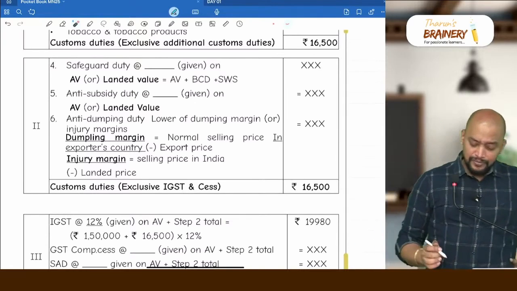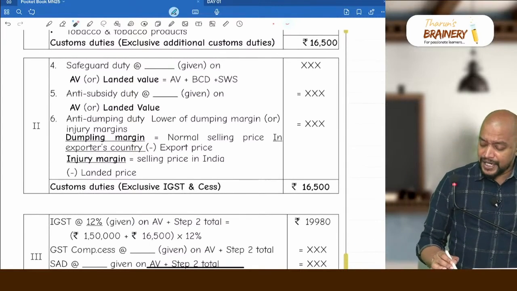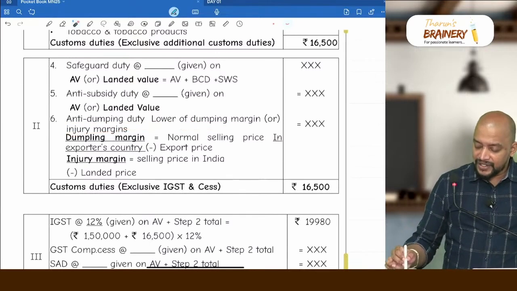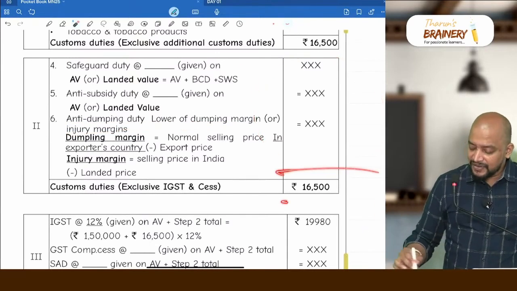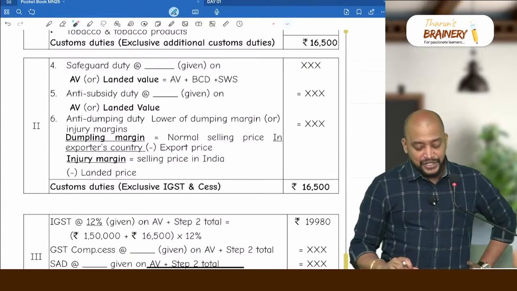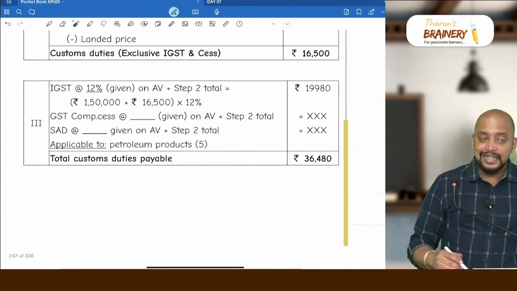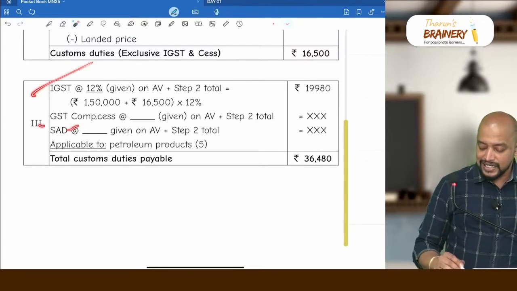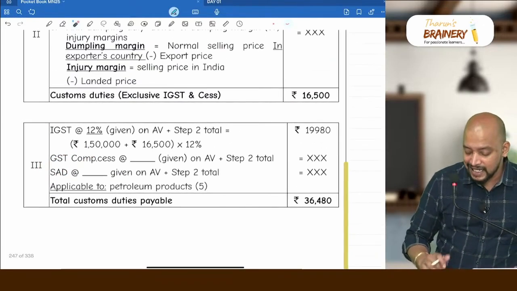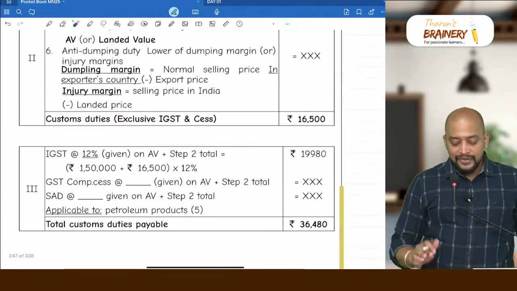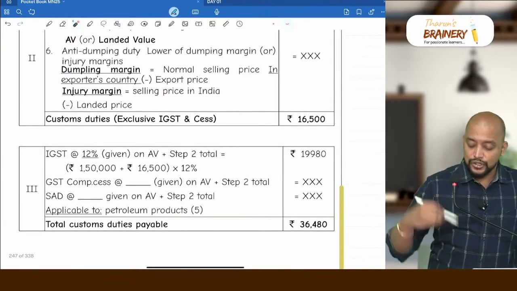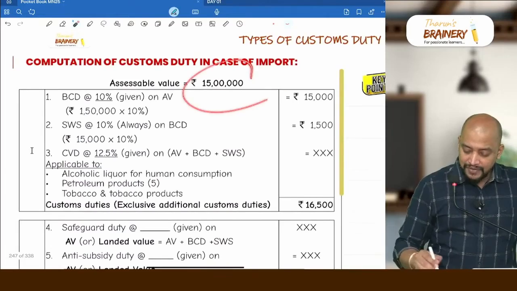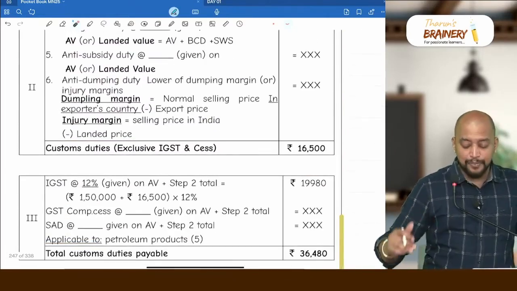Now next, we need to take anti-dumping duty, which is the lower of dumping margin or injury margin. When you add all these 3, we will get customs duty exclusive of IGST and compensation cess. Then step number 3. In step number 3 we need to take only IGST, GST compensation cess and SAD. IGST will be at what rate? Will be at the rate of 12%. That should be given in the question itself. On what? On assessable value, whatever assessable value plus everything up to step 2.